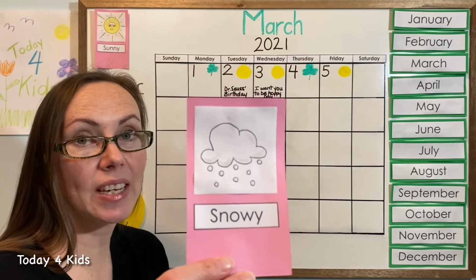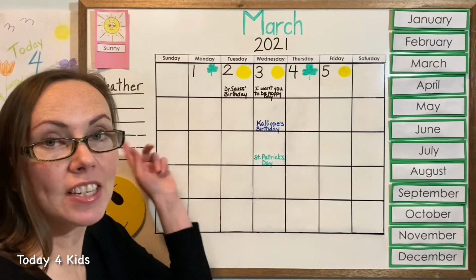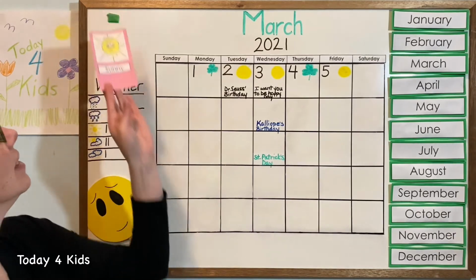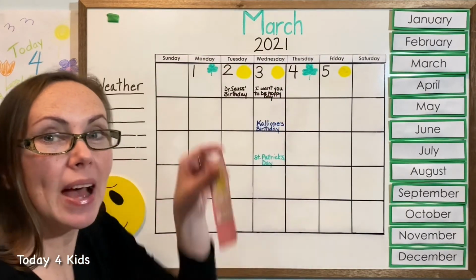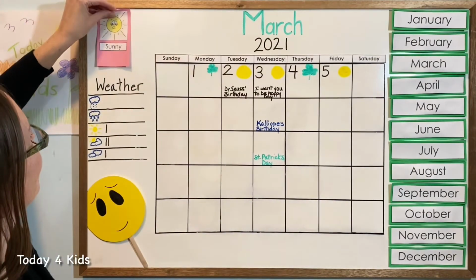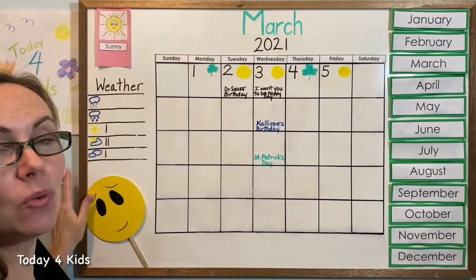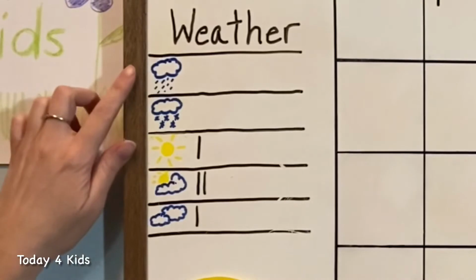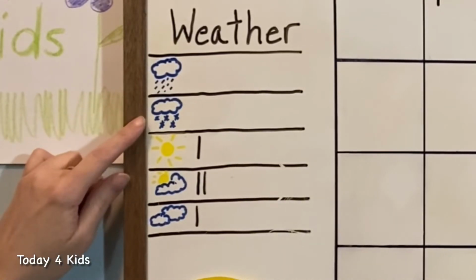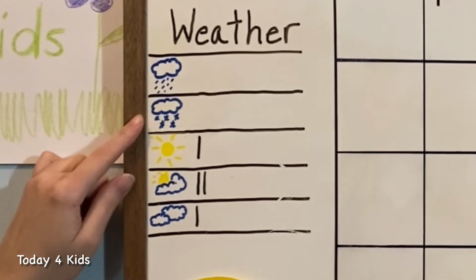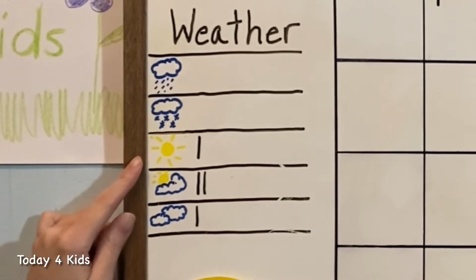It's not snowing here. It's actually sunny, and I forgot to take it off the board from yesterday. So here's our card for sunny. Is it sunny where you are? I'm going to put that back up onto my board for today. And will you help me put the weather into our weather chart? So the first one is raining, but it's not raining. So let's go to the next one. Snowing? Nope, not snowing. Sunshine, that's what we have today.